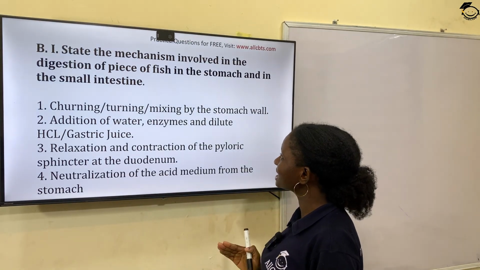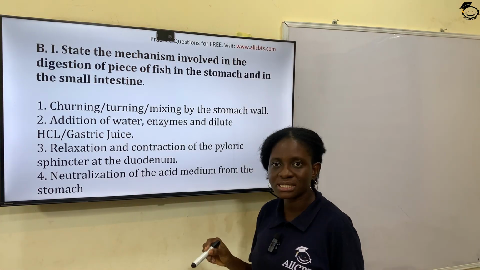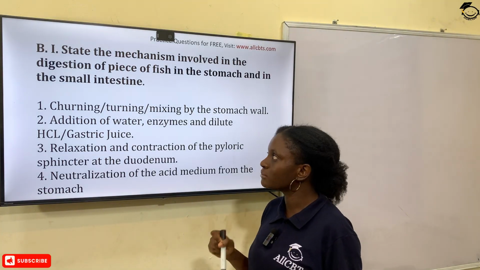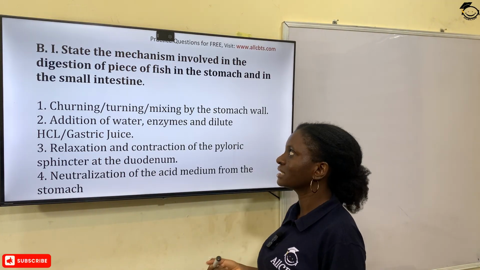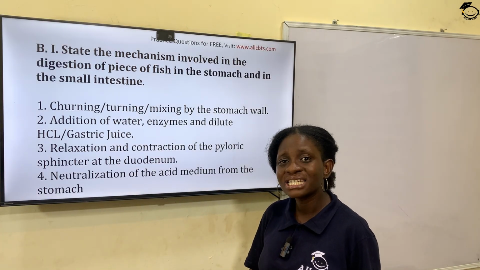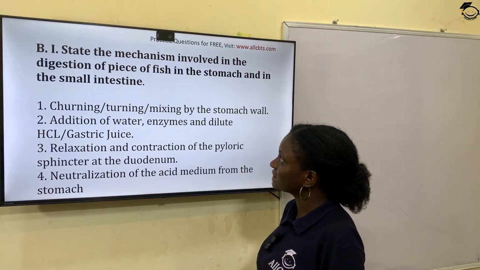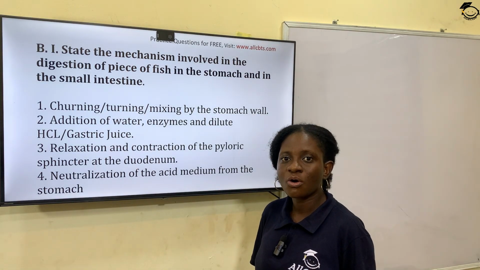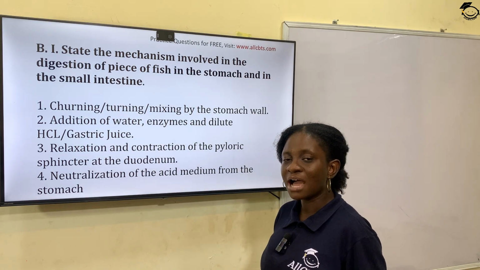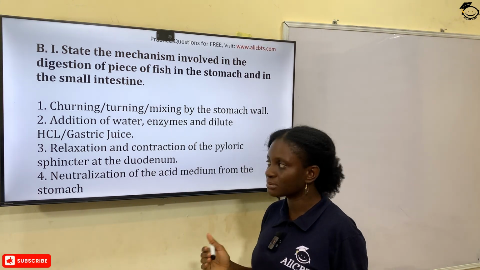State the mechanism involved in the digestion of a piece of fish in the stomach and in the small intestine. The interpretation of this question is you just say how. Mechanism means how does it happen in the body. So how is fish digested when you ingest it, in the stomach and in the small intestine?